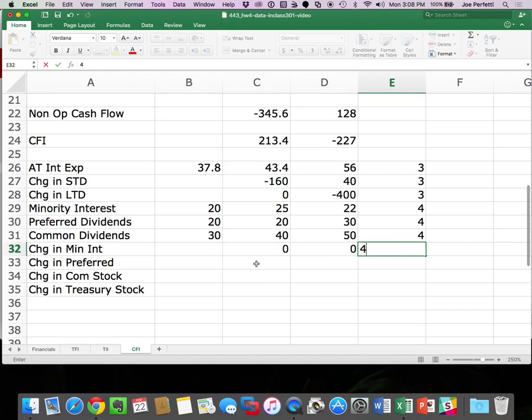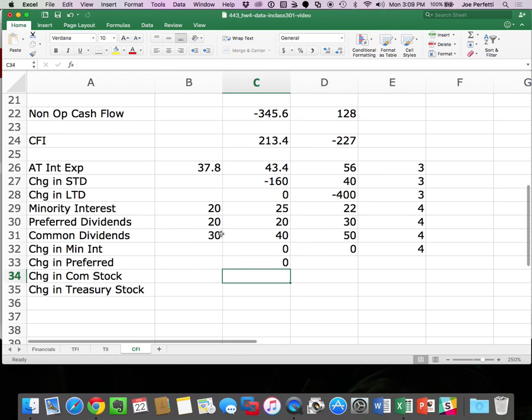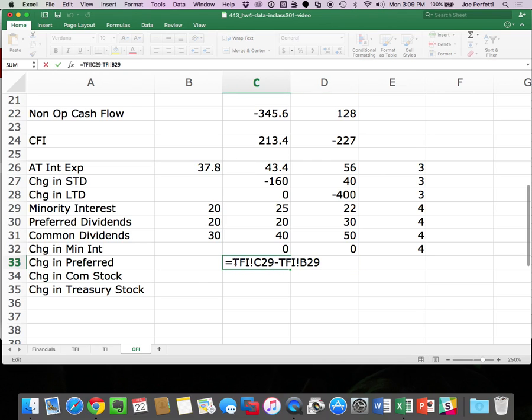Okay, change in preferred equals, kind of like minority interest, no difference, just a common stock account. Or sorry, it's an equity account. So preferred, delta, same concept. What happens when the preferred increases? Well, if the preferred increases, then it needs to be a negative number.